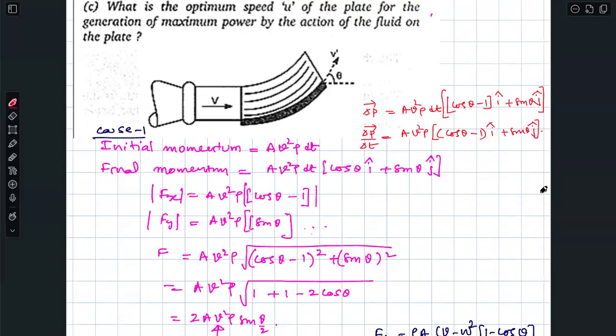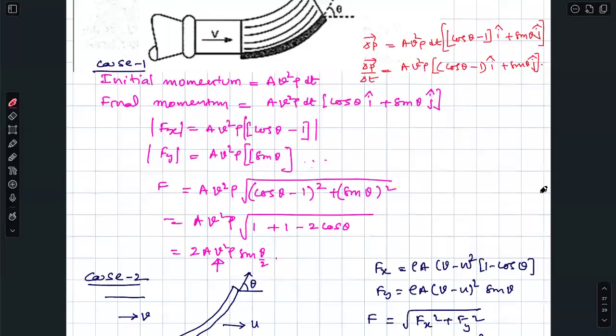So the x component of the force is known, the y component of the force is known, and Fx square plus Fy square gives you the resultant force. Boys and girls, any doubt? Any doubt? Same question I have done.